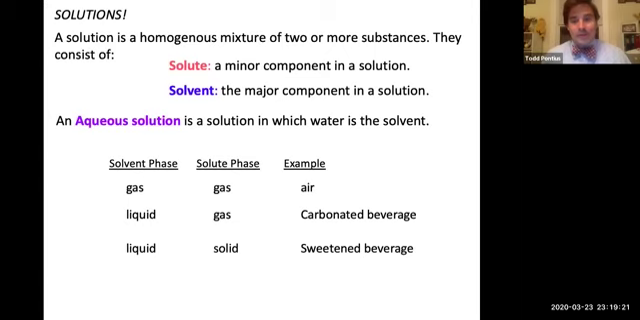A liquid solvent with a solid solute is an example of, for example, sweetened beverages. So if you dissolve sugar into a liquid, in fact, if we want to get really crazy, we could dissolve sugar and carbon dioxide into water and create soda, or pop, if you will. And then solids, you can dissolve in solids to make a solid alloy. These are just some examples. You can make any combination of solute and solvent phases to create a solution.